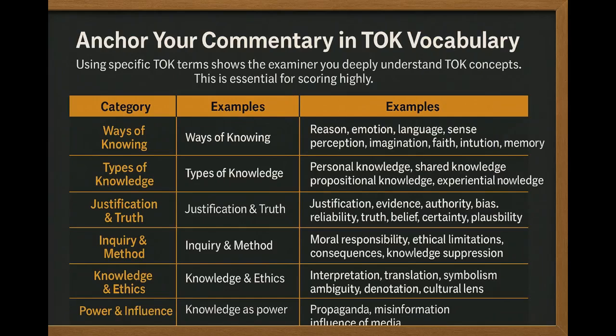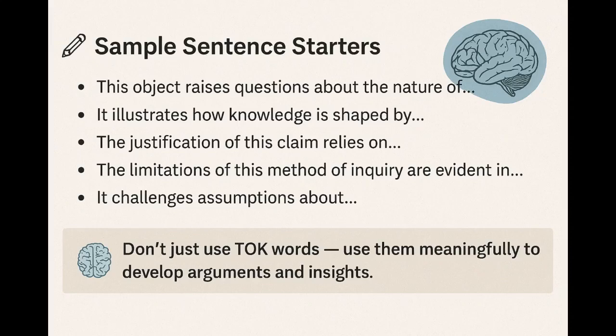Third, incorporate TOK terminology thoughtfully. Your use of TOK vocabulary must be accurate, purposeful, and embedded within a coherent argument. Do not rely on jargon for its own sake. Instead, use terms such as ways of knowing, reason, emotion, sense perception. Consider types of knowledge like shared versus personal knowledge. Think about justification, evidence, authority, reliability, coherence. Reflect on truth concepts such as correspondence, coherence, and pragmatism. And don't forget epistemological tools like deductive reasoning, falsifiability, and paradigm shifts. This demonstrates intellectual fluency and strengthens your analytical depth.